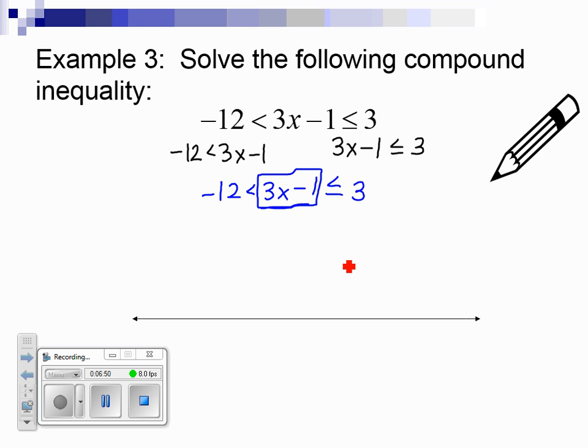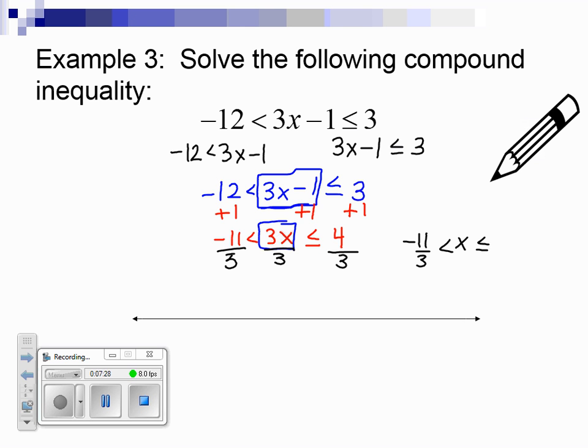So if I want to do that, I'm going to add 1 to every single side. And when I do that, I end up with -11 is less than 3x, which is less than or equal to 4. Now you can see I'm still focusing on getting that middle piece to be an x all by itself. Now I'm going to divide everything by 3. And what I do to one side, I have to do to every single side. Okay, so when I do that, I get -11 thirds is less than x, which is less than or equal to 4 thirds.